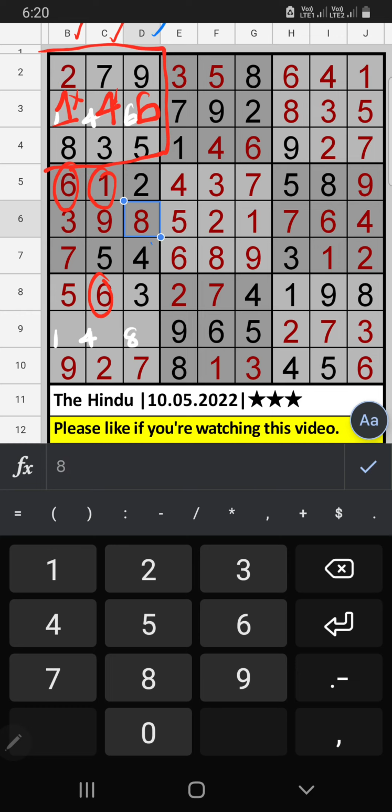Column D, we have 4 and 8. So 4 and 8 can't come in this cell. It will come in the 2 cells. Column B, we already have 8. So 8 can't come in this, 8 is confirmed here, then 4 is here. Column D, only one number is remaining, 1 is confirmed here.